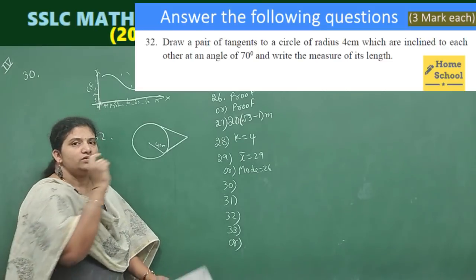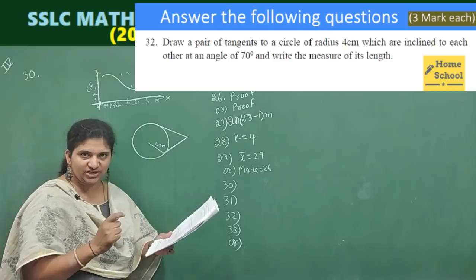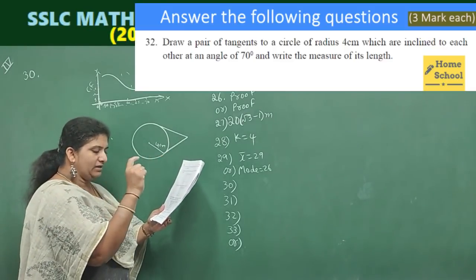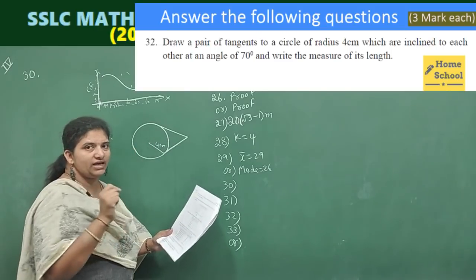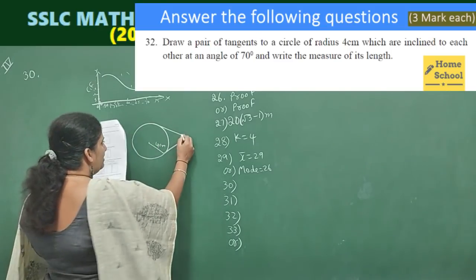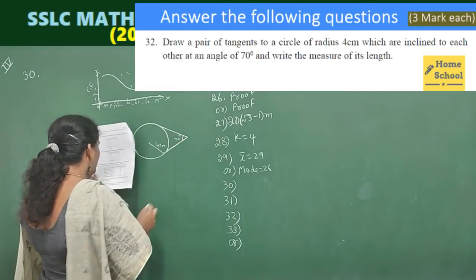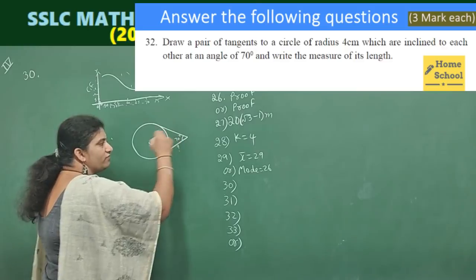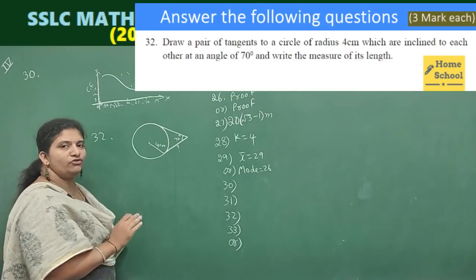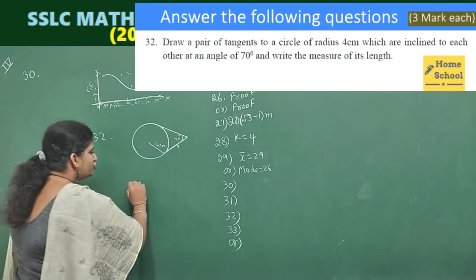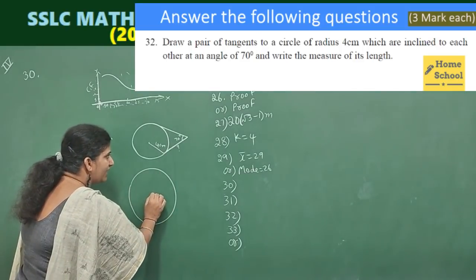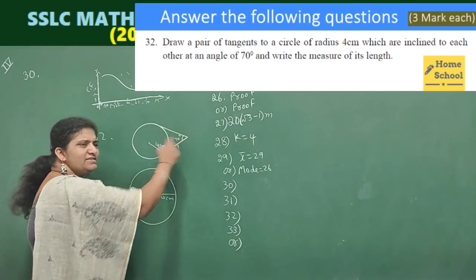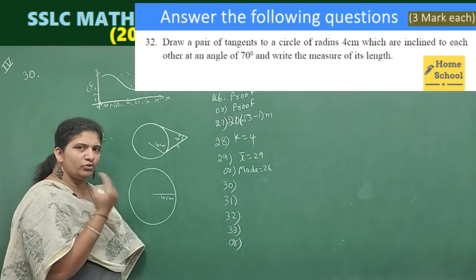Understand the problem. Draw a pair of tangents to a circle having radius 4 centimeters, and these tangents are inclined at an angle of 70 degrees. Write the measure of its length. What is the measure of this tangent's length? How to draw this construction, children? First, draw a circle. What is its radius? 4 centimeters. Draw a circle. And now, the tangents' angle is 70. How can I do that?